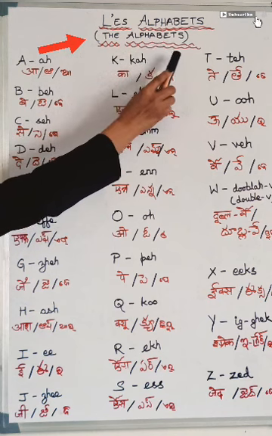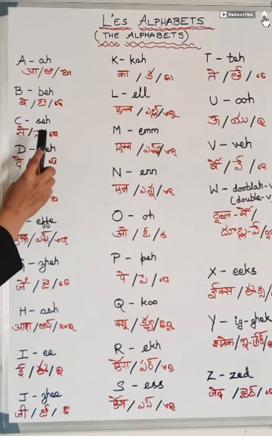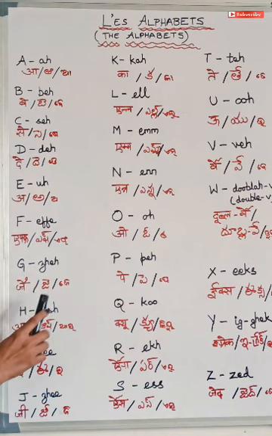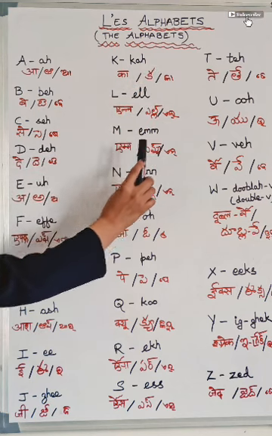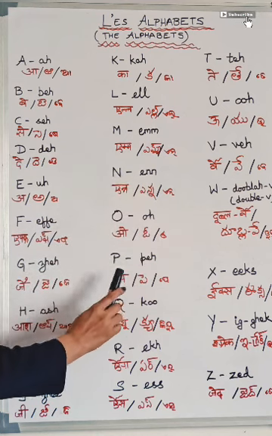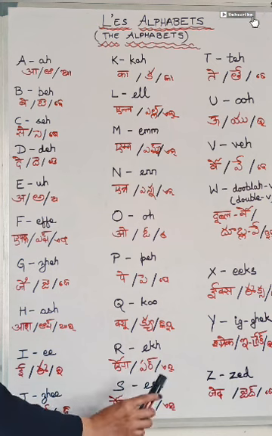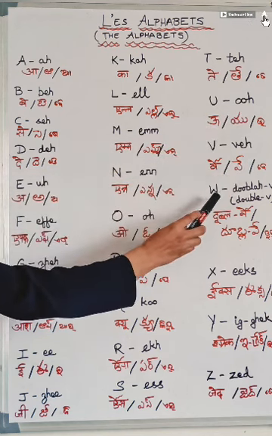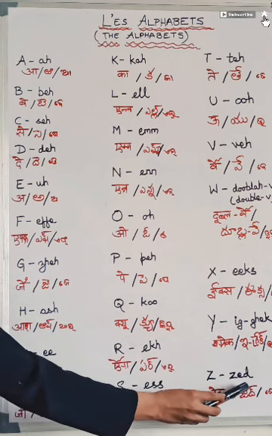The alphabets. In French, A is pronounced as A, B as bed, C as c'est, D as there, E, F as F, G as j'ai, H as H, I as E, J as J, K as K, L as L, M as M, N as N, O as O, P as P, Q as Q, R, S as S, T as T, U as U, V as V, W as W, X as X, Y as Y, Z as Z.